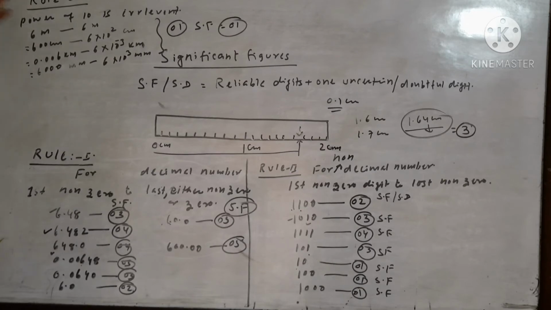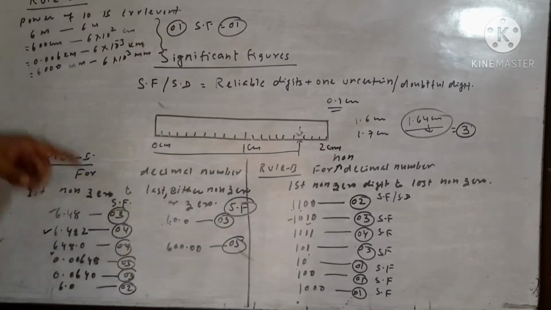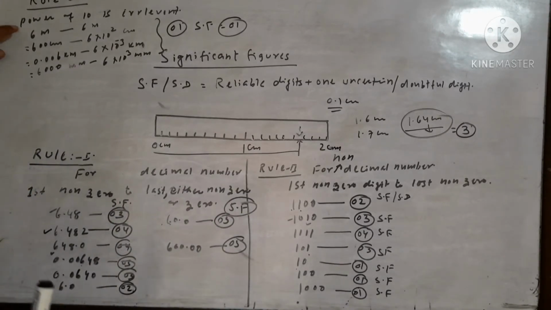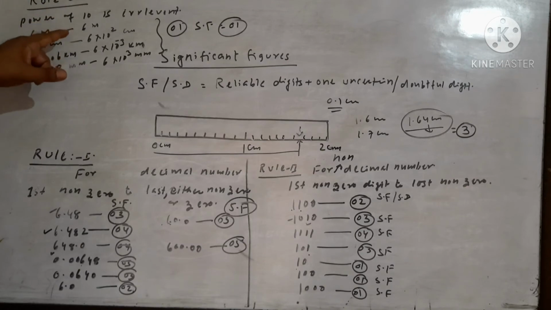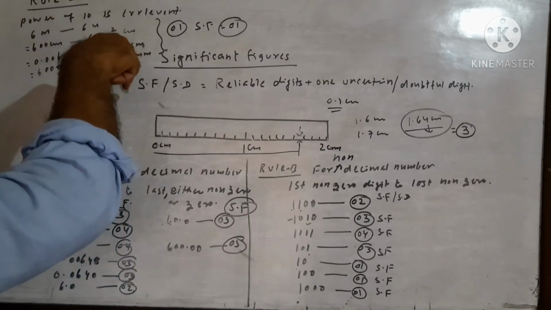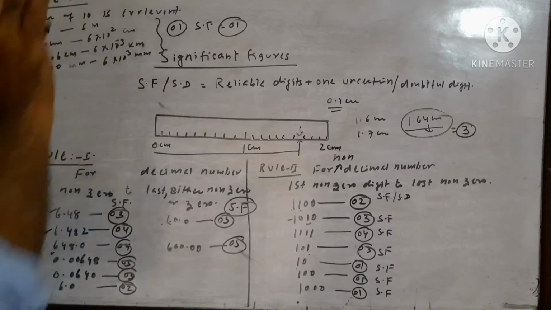So this third rule indicates the power of 10 is irrelevant. When a measurement is made by a meter scale, like 6 meter, and is converted into centimeter, mm and kilometer, or written in exponent notation, there is no change in the significant figures, whatever the different exponent or power of 10.